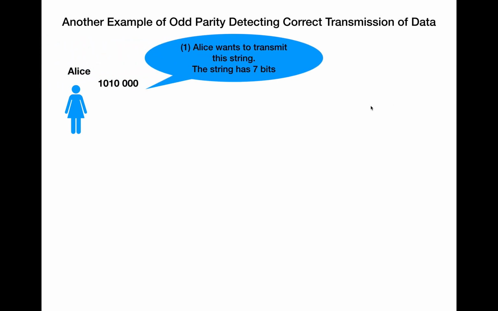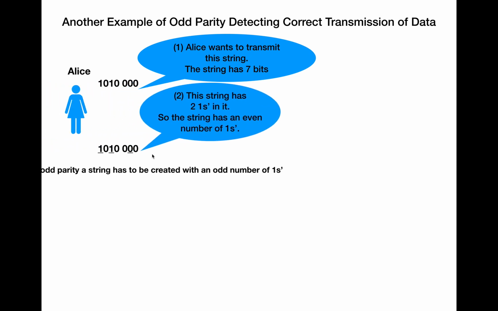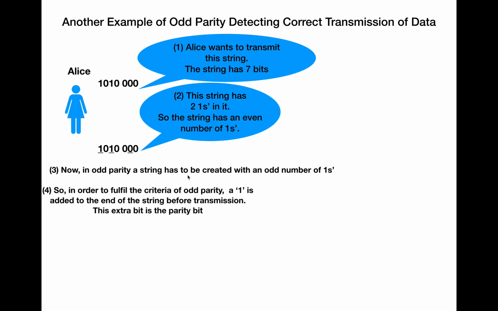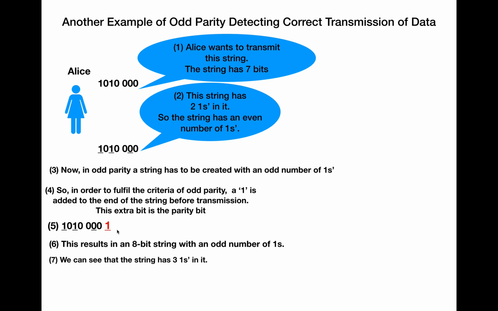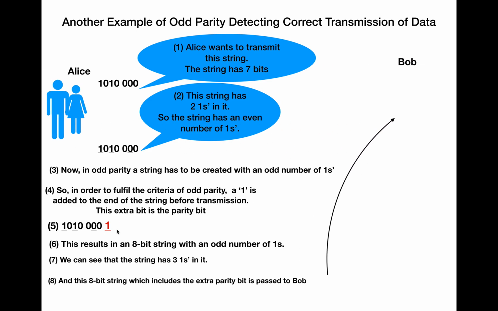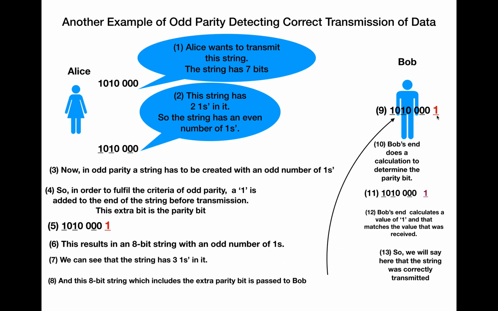We have Alice here. She wants to transmit this 7-bit string. It has 2 ones in it, so it has an even number of ones. In odd parity, a string has to be created with an odd number of ones. To fulfill the criteria, we add an extra 1 at the end, which is the parity bit, and we get an 8-bit string with an odd number of ones. The string has 3 ones in it, and now we transmit it to Bob. Upon receipt, Bob's end calculates that the parity bit should be 1. This 1 matches the 1 that was received, and again we say the string was correctly transmitted. So this is another example of odd parity detecting correct transmission of data.